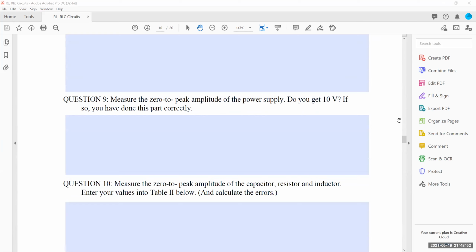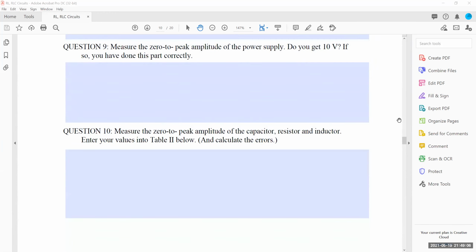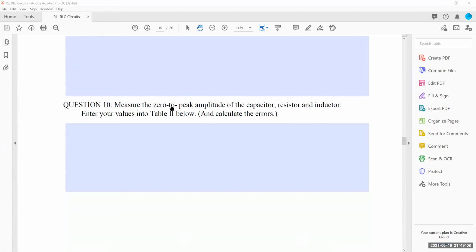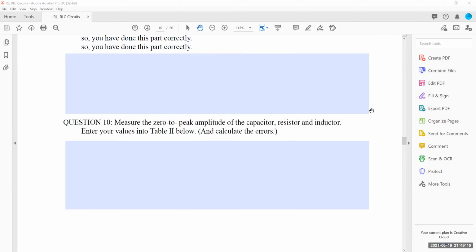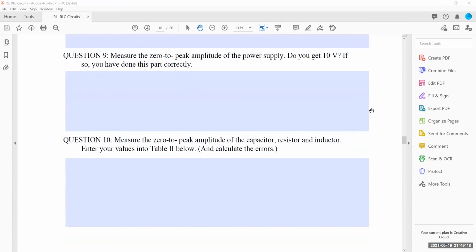Okay, measure the 0 to peak amplitude of the power supply. Do you get 10 volts? I already showed you that it's about 10 volts, because the whole division is 20, so each one of them is 4 volts, and you go 1, 2, that's 8, and about halfway, so that's about 10 volts, okay? And then measure the 0 to peak amplitude of the capacitor, resistor, inductor. I already did that for you guys. All you have to do is make sure you go through that, and you know how much they're supposed to be.